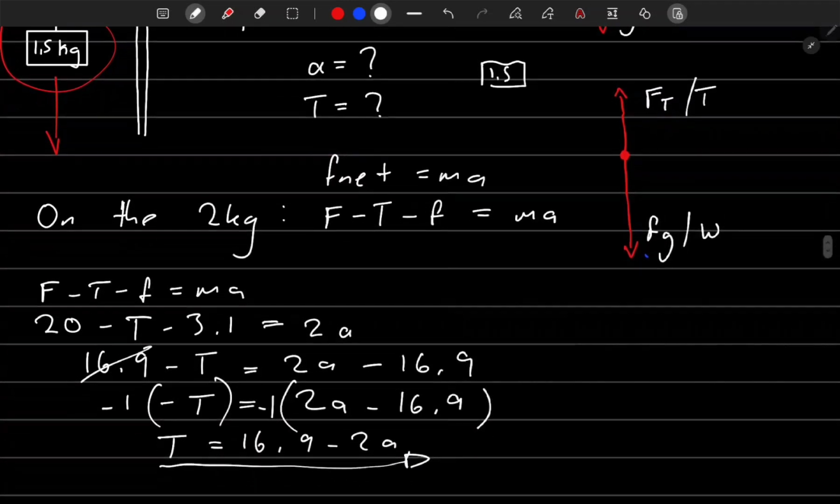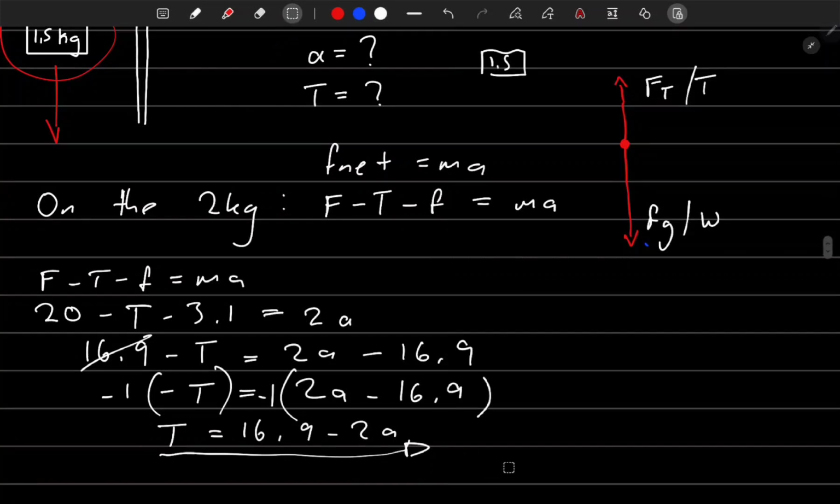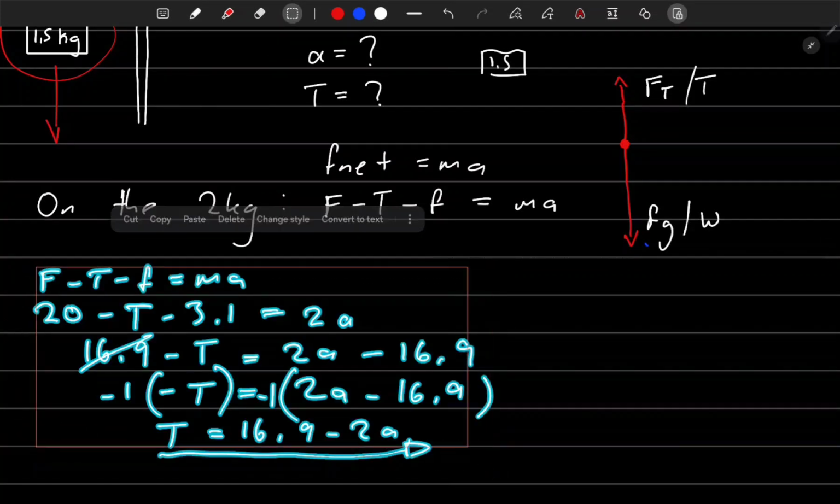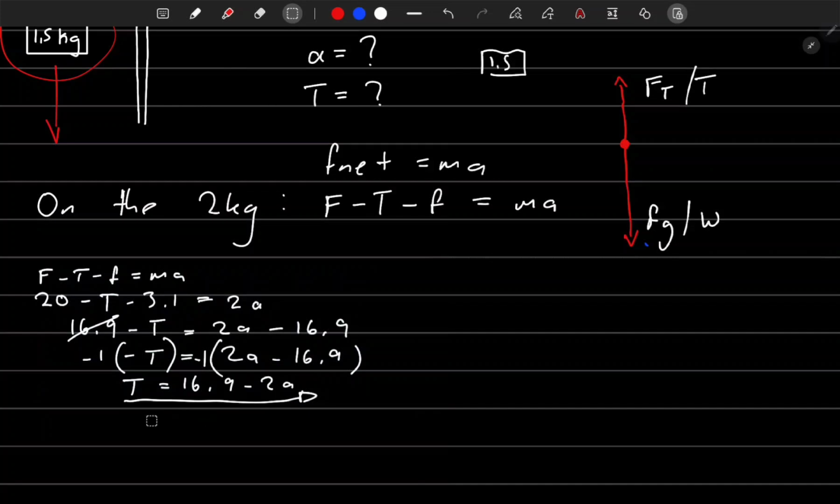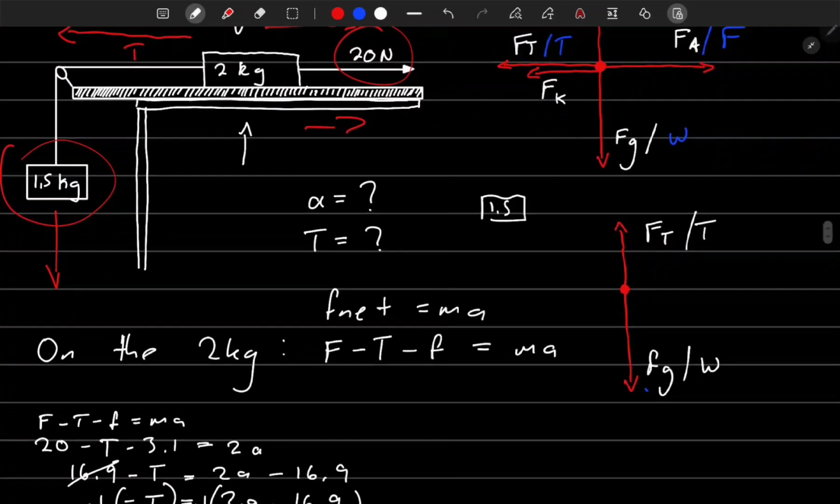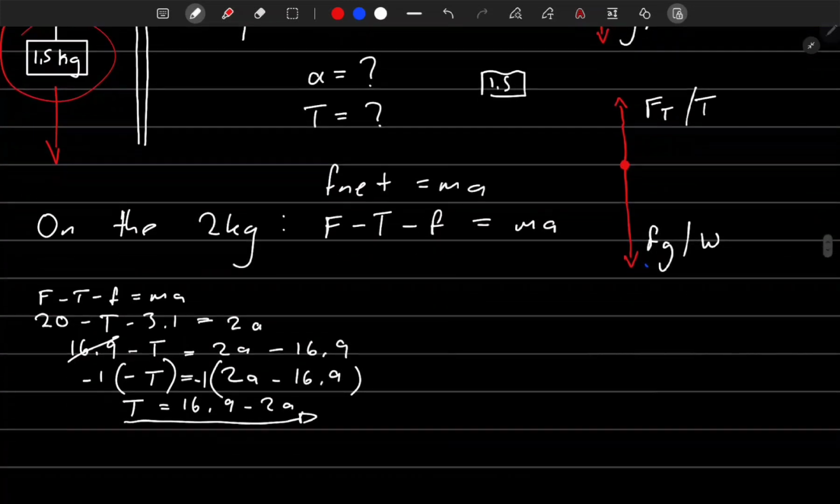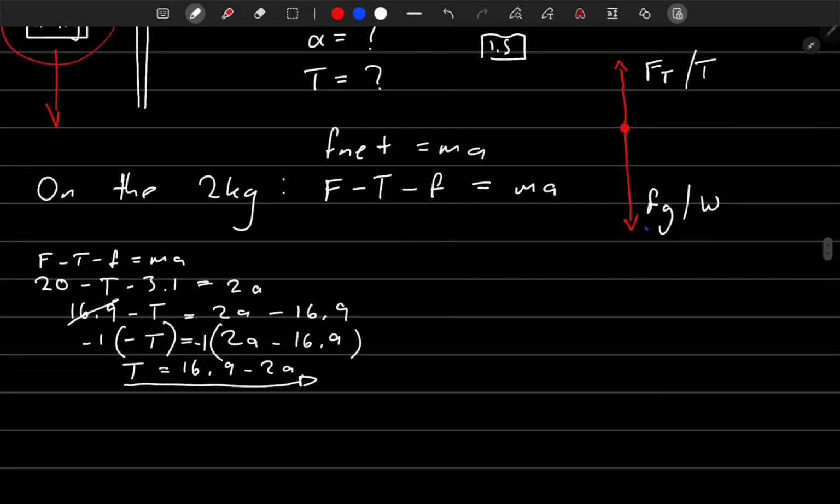Let me just make this a little bit smaller for space. Okay, so we know that our tension is equal to 16.9 minus 2a, and we're going to need it. Let's look at this part now. We have two forces acting on this object. The direction of motion for this block is upwards, and the tension is facing upwards, so our tension is positive. So we have a positive tension.